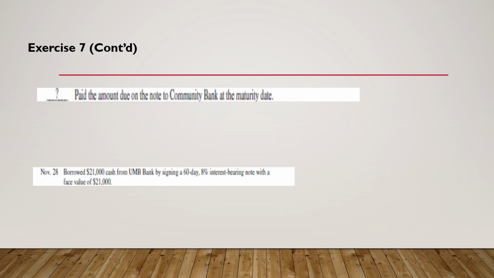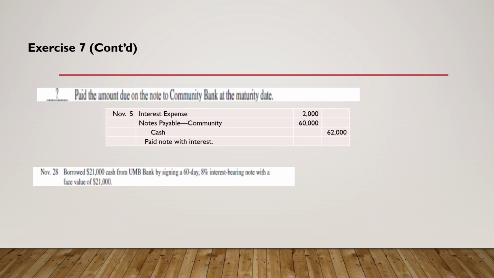Okay, here we pay the amount due on the note to Community Bank at the maturity date. I need to pay the note so that my cash decreases and my liability, the notes payable, decreases, and I need to record the interest expense related to this note. So I'm going to say debit interest expense, debit notes payable, credit cash.